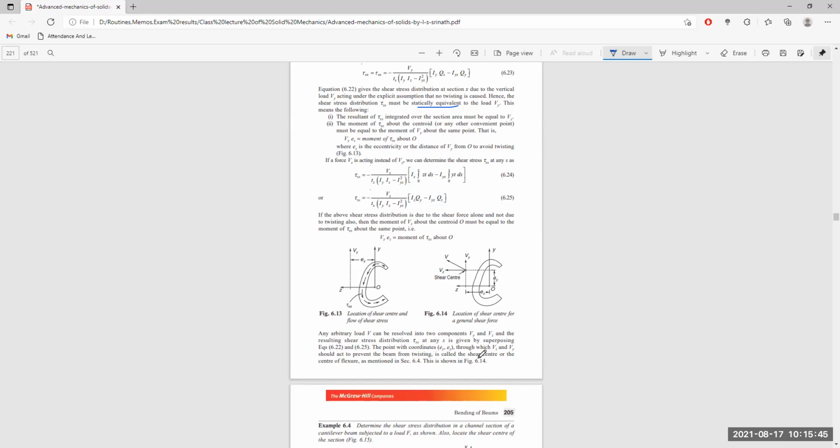The point with coordinates epsilon y and epsilon z through which Vz and Vy must act to prevent the beam from twisting is called the shear center, or the center of flexure. As mentioned in the earlier section and also shown in this section, this point, through which all these forces act, which may not be on the surface of the section itself, is defined as the shear center of the section. Okay.